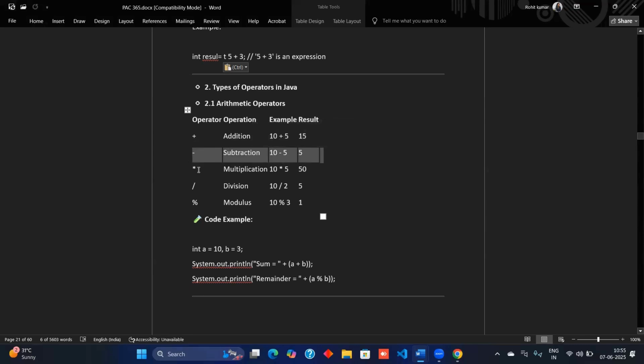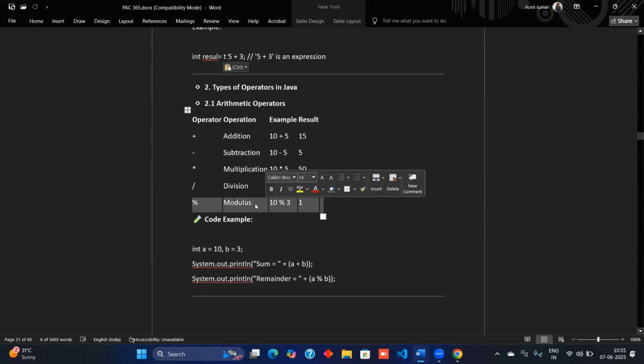Similarly, for multiplication we use 10 into 5 equals 50, division 10 by 2 equals 5, and modulus gives the remainder value, that is how much remainder there will be on dividing one number by another. Like when 10 is divided by 3, we get 1 as a remainder, as 10 is not completely divisible by 3, so 1 is the remainder.